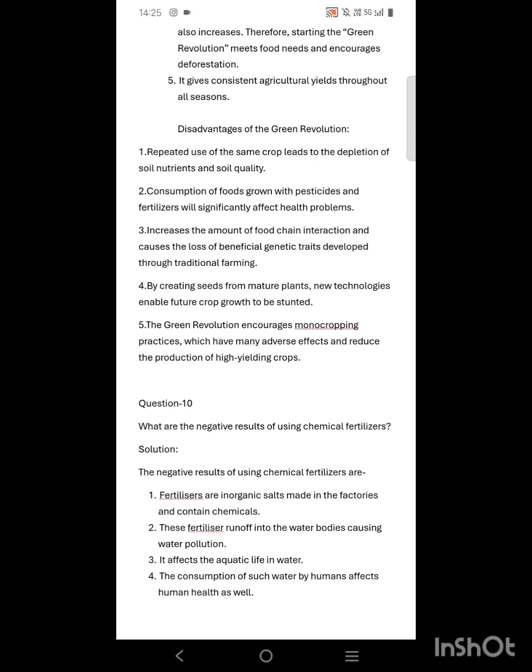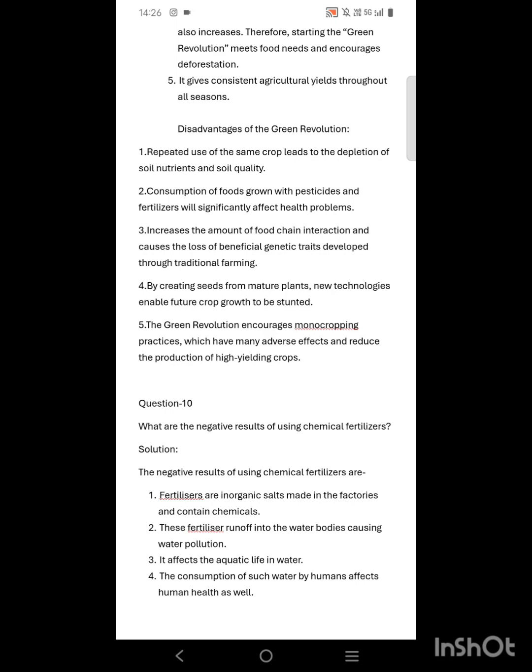Consumption of foods grown with pesticides and fertilizer will significantly affect the health problems. Yes, if they are using fertilizers and pesticides for better growth, then the fertilizer and pesticides are also getting in the crops, and those are consumed by us, so we are also getting affected with health problems due to the fertilizers and pesticides.